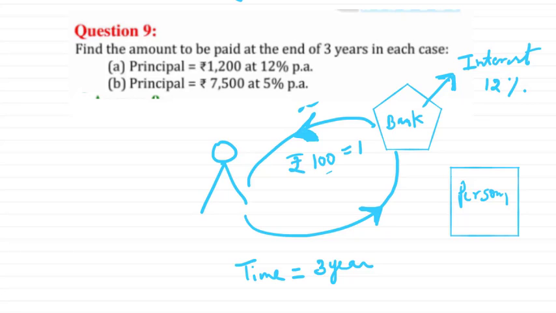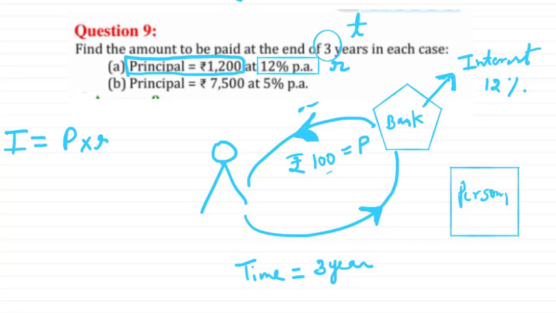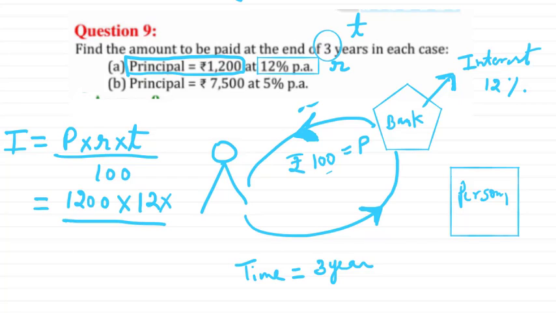So this is the principal amount. We call it the principal, the amount that person has taken. Then 12% is the rate of interest, which is denoted by R, and the time is T. Now we need to find the interest. For finding the interest we have the formula P into R into T divided by 100. For this question the principal is 1200, the rate is 12%, and the time is 3, then divided by 100. So this is the formula for finding the interest.